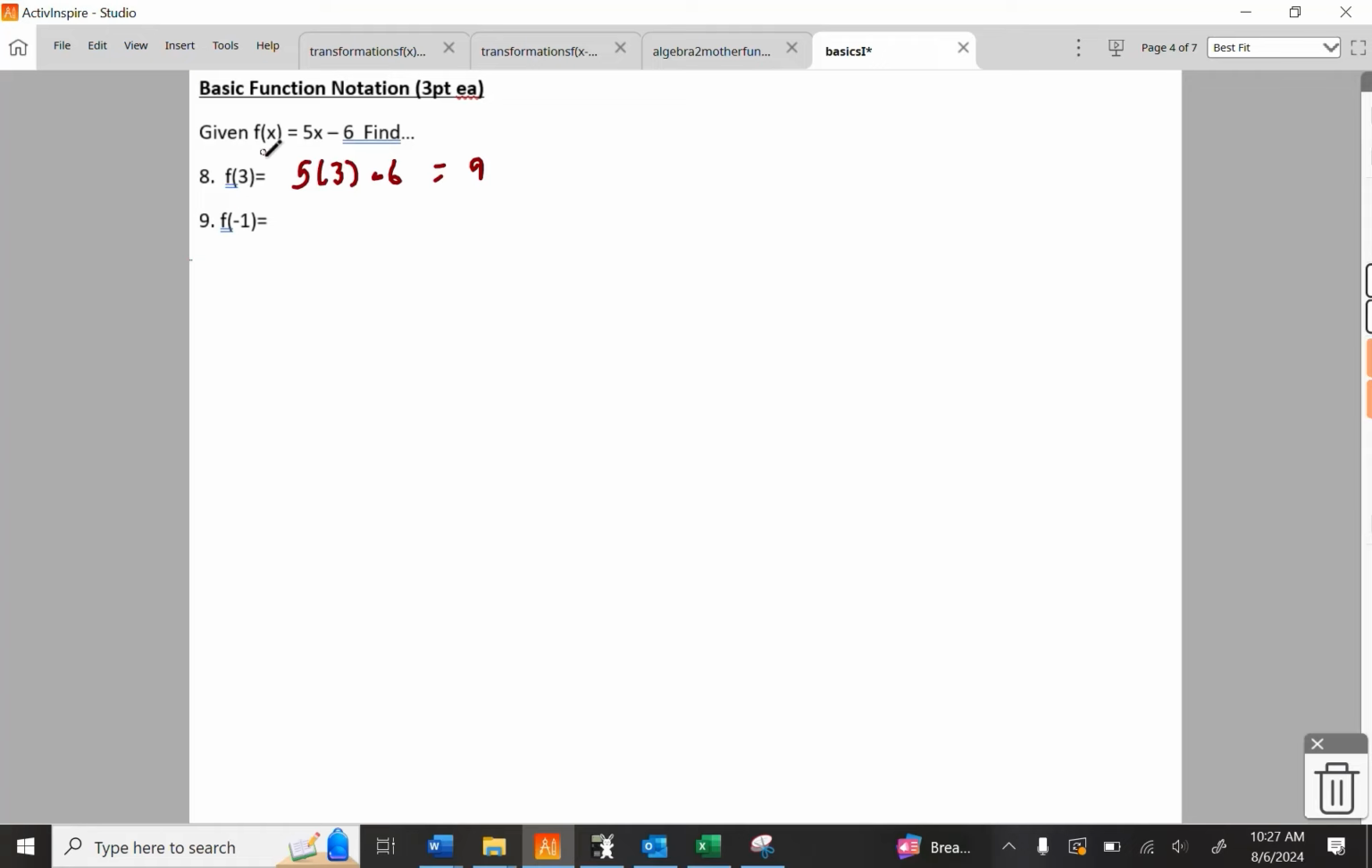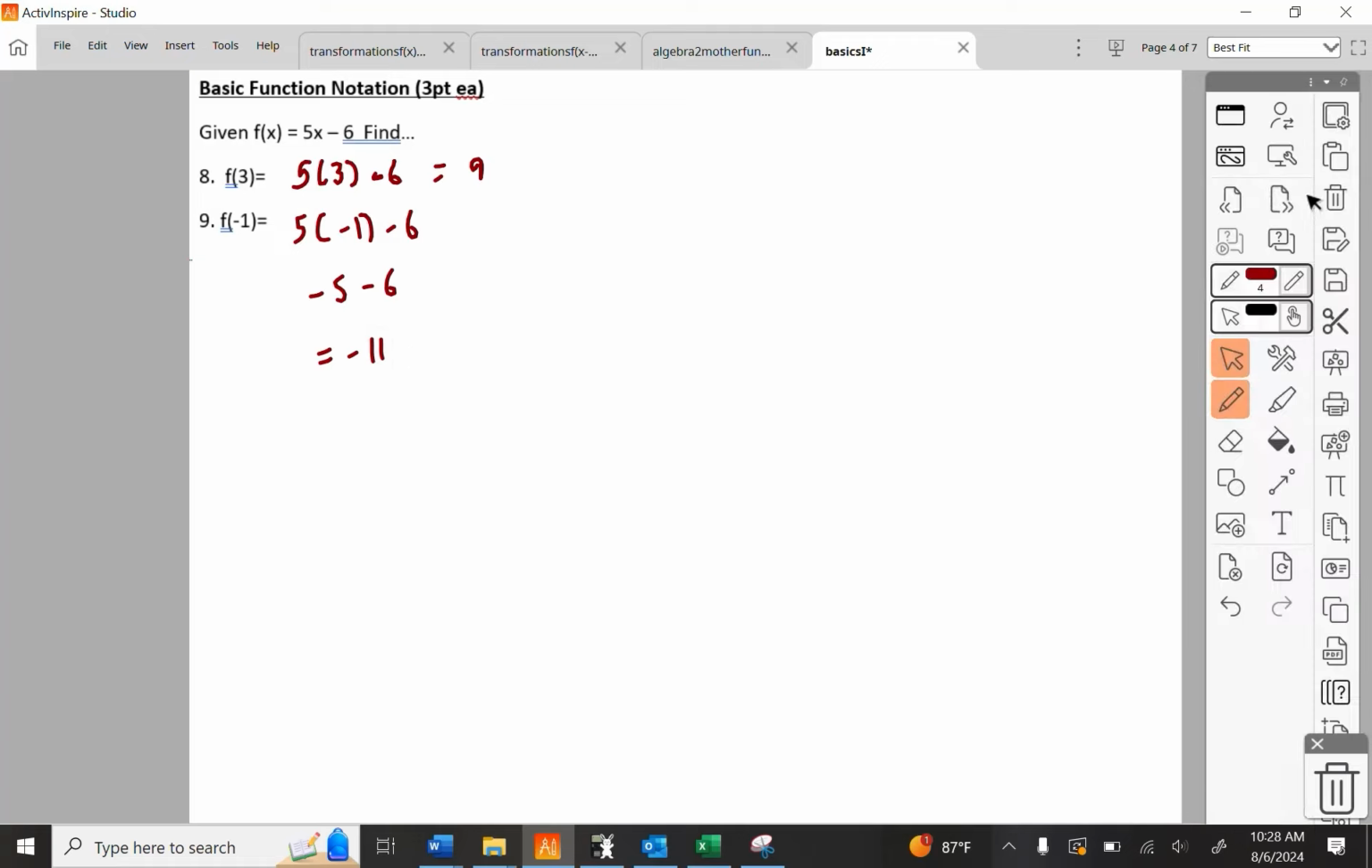F of negative 1, well, this time we're going to let that x that we encounter be a negative 1. And 5 times a negative 1 is negative 5, and negative 5, take away 6 more, is negative 11. Contrary to what you might think, that's where it is. And that should be an easy section, but a lot of kids will miss it.